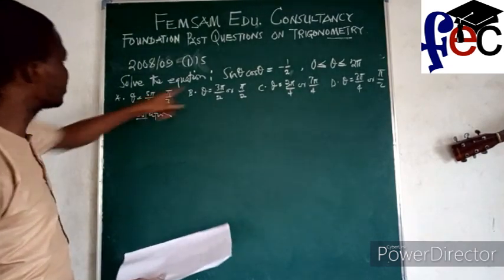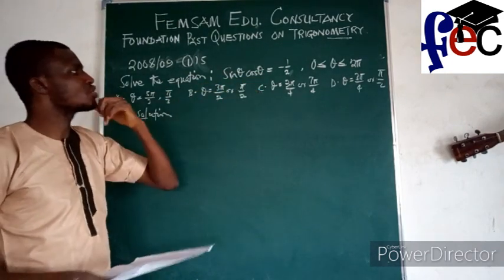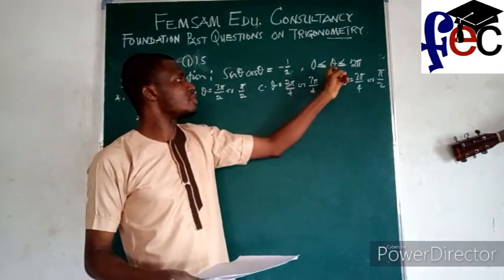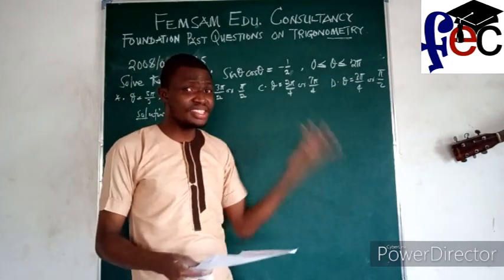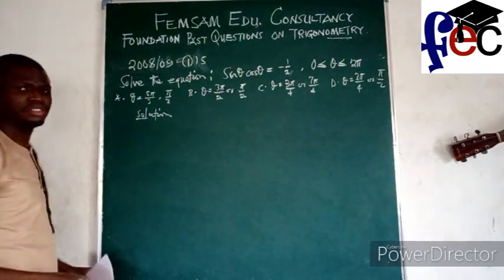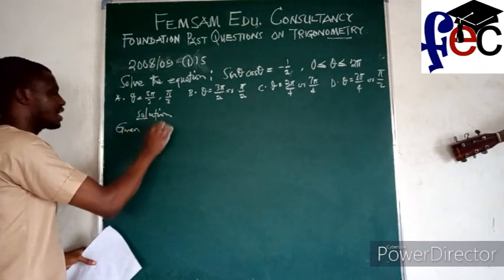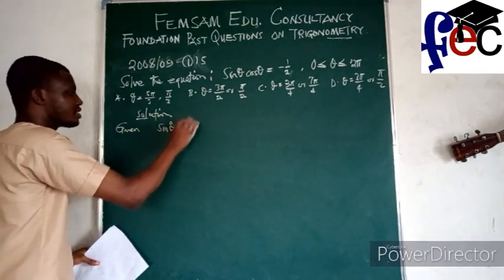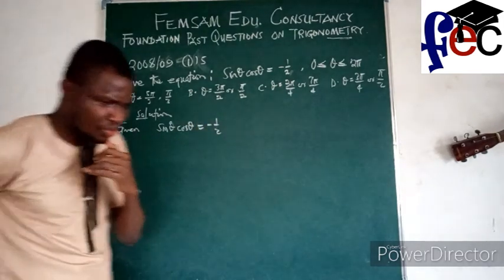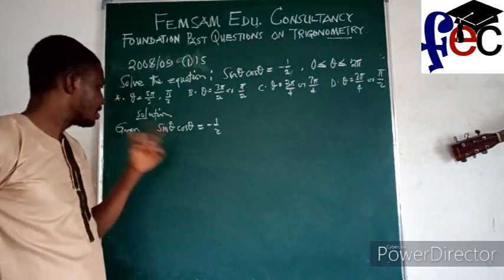It says, solve the equation sine theta cos theta equal to minus 1/2, where theta lies between 0 and 2 pi. That's between 0 degree and 360 degree. So we have been given that sine theta cos theta is equal to minus 1/2. When you check this, what first comes to your mind? How can I rewrite this thing?